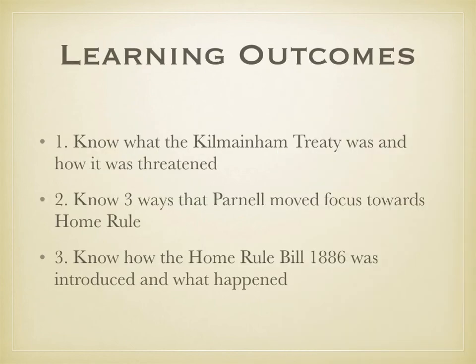So that brings us to the end of our presentation. By now you should know what the Kilmainham Treaty was and how it was threatened by the Phoenix Park murders. Second, you should know 3 ways that Parnell moved focus towards Home Rule and away from the land question. And third, you should know how the Home Rule Bill of 1886 was introduced and what happened.